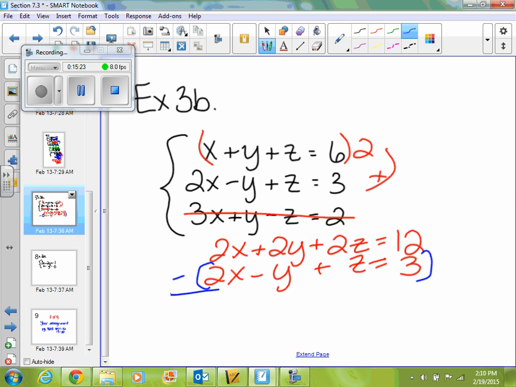Now I'm going to subtract both of those equations to get rid of my x's. Minus a negative becomes a plus. So 2y plus y gives me 3y. 2z minus z gives me 1z. And 12 minus 3 gives me 9.